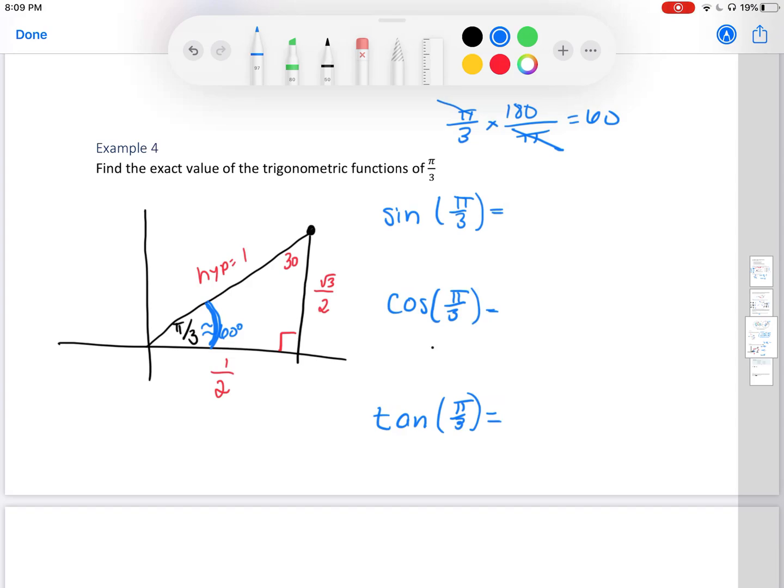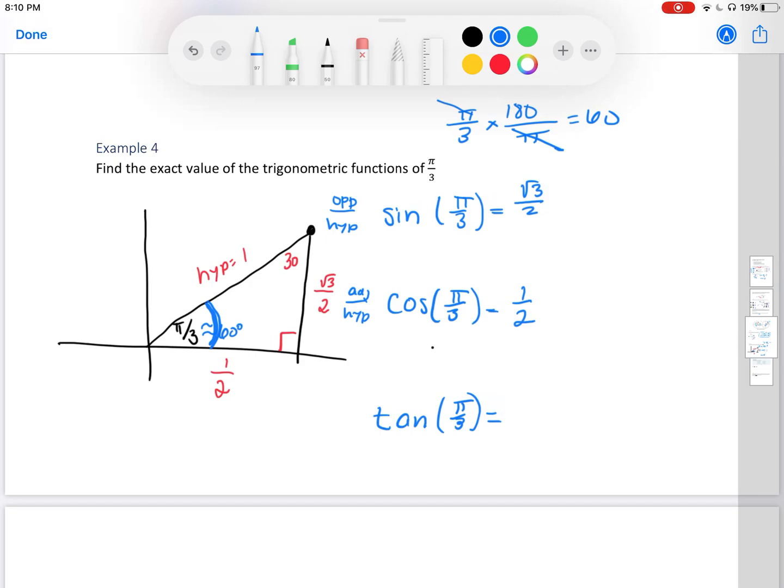Sine of pi over 3. Sine is, again, opposite over your hypotenuse. Our opposite is square root of 3 over 2 divided by 1, so it's just itself. Cosine is adjacent over hypotenuse. So our adjacent side is 1/2 and our hypotenuse is 1. So we divide by 1, it's just itself.